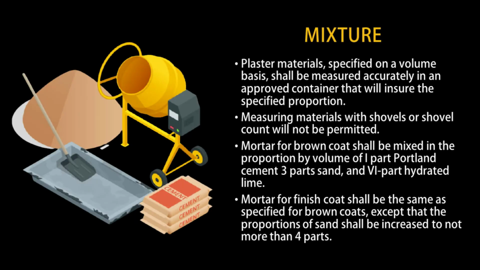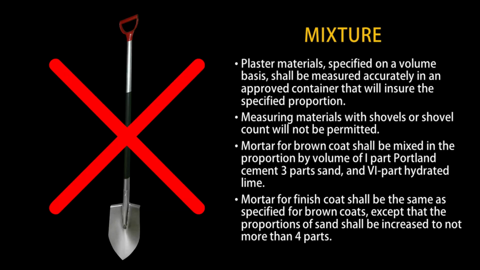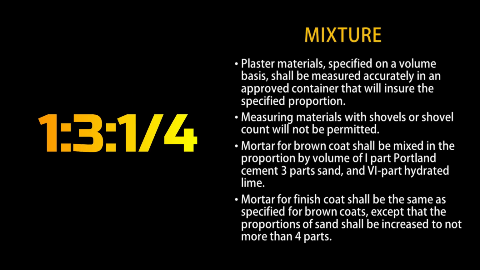Mixture. Plaster materials specified on volume basis shall be measured accurately in approved containers that will ensure the specified proportion. Measuring materials with shovels and shovel count will not be permitted. Mortar for brown coat shall be mixed in proportion by volume of 1 part Portland cement, 3 parts sand, and 1/4 part hydrated lime.